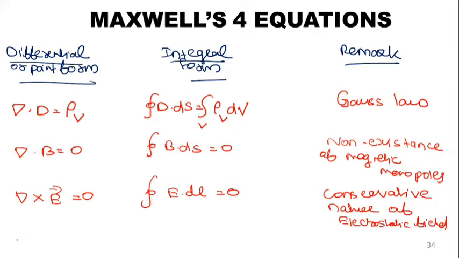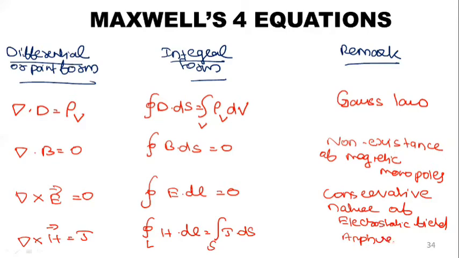Then another equation we have studied, del cross H is equal to J. I think in the last class we studied del cross H is equal to J. That is integral over L of H dot dl is equal to integral over S of J dot ds. And what was that law? From which law did we get that? Ampere's law, or Ampere's circuital law.